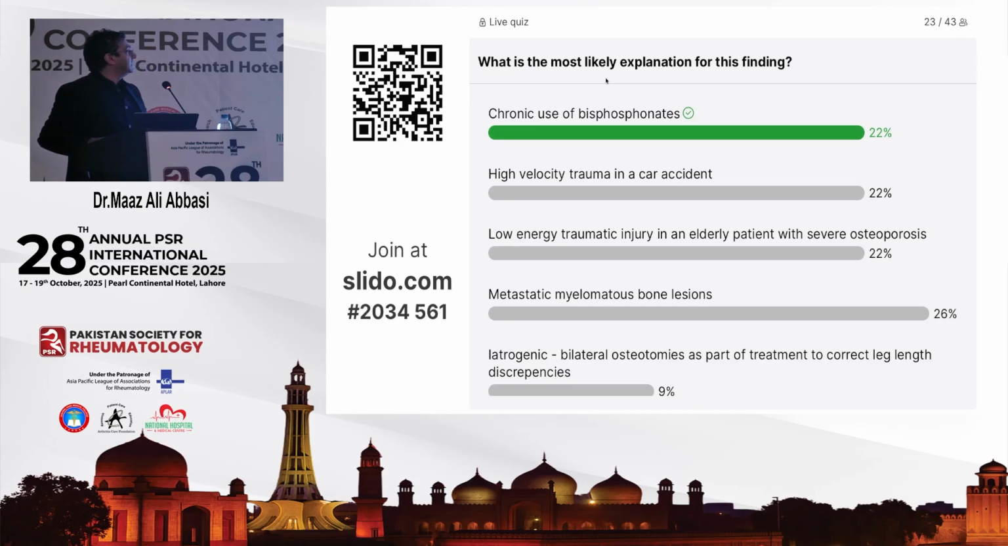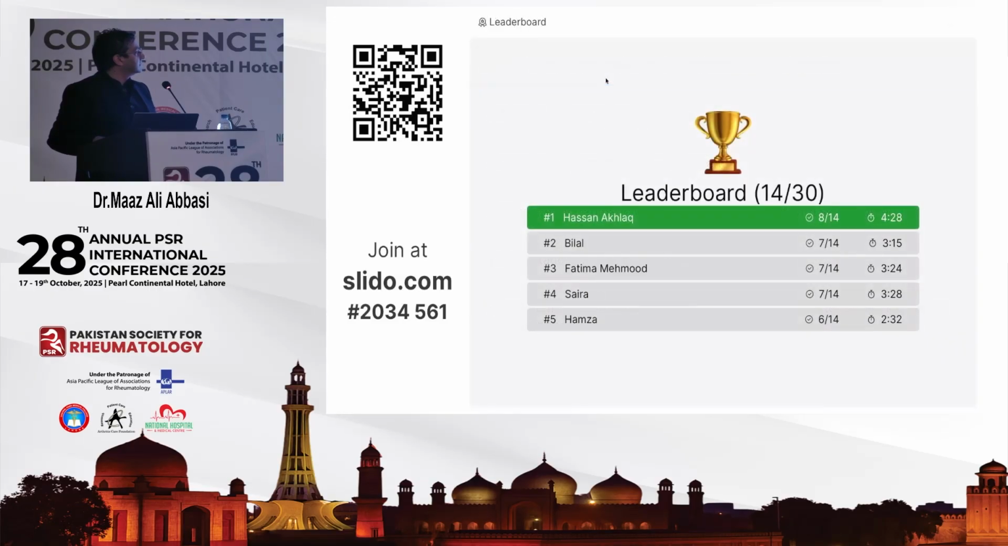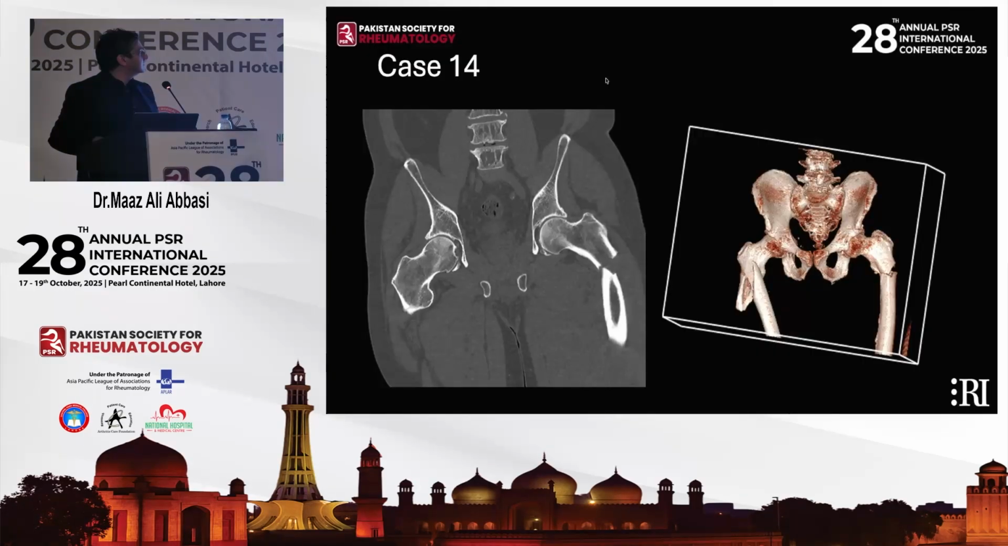And this could be iatrogenic. I don't think so. This isn't how they do the osteotomies. They look very irregular, those bone fractures. Hassan Akhlaq, well done, Hassan. But you can see these are very strange fractures, very characteristic. They occur in the junction between the metaphysis and the proximal diaphysis, and you'll have them at both at the same time. And this is due to a chronic bisphosphonate. These are atypical fractures.